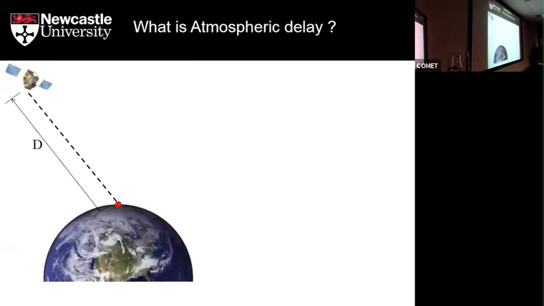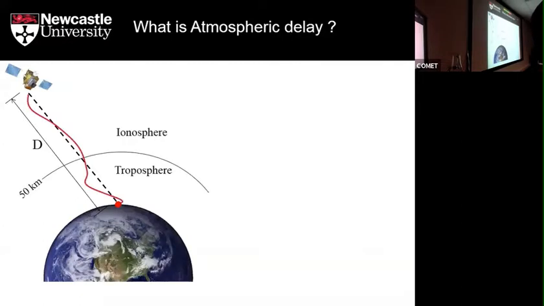But actually, because of the troposphere and the ionosphere of the Earth, the traveling path of the signal has been distorted. And also, the speed of the signal is not a constant. Sometimes it's being accelerated and sometimes it's being slowed. So all these effects will result in the atmospheric delay. There are 2 parts in the atmospheric delay. First is the ionospheric delay, which is inversely related to the square of the frequency.